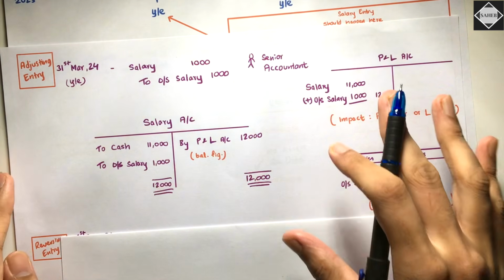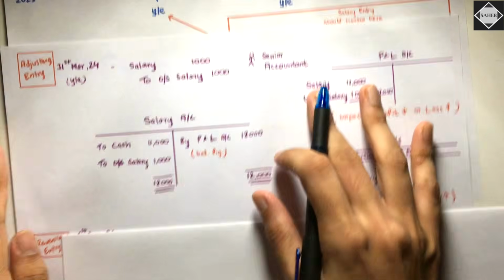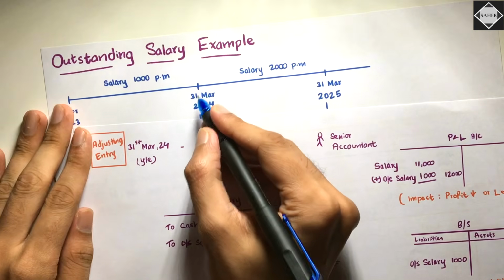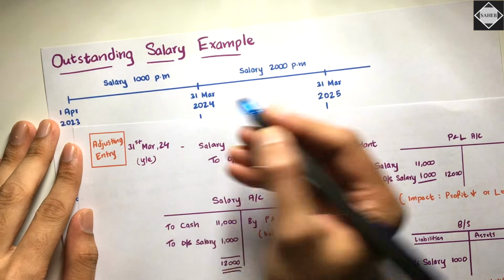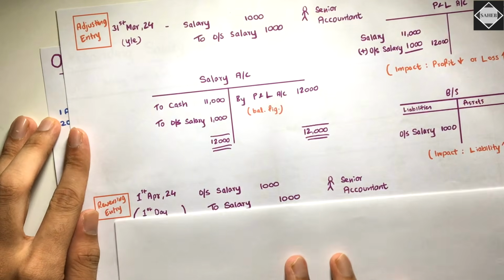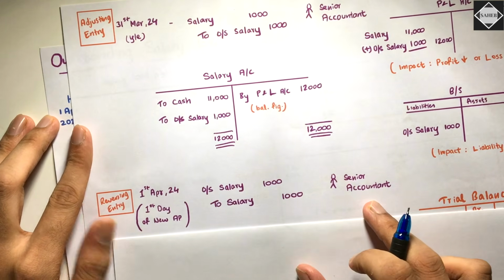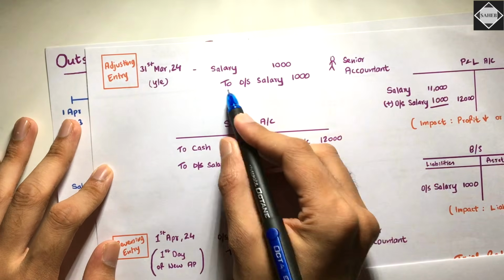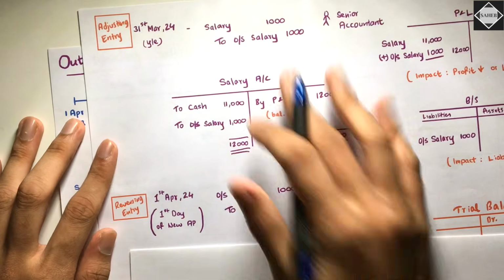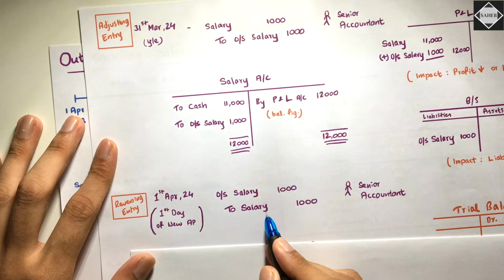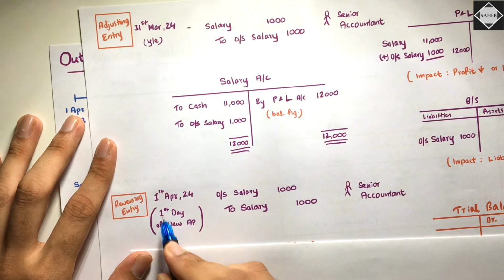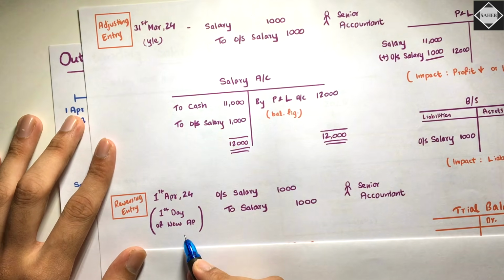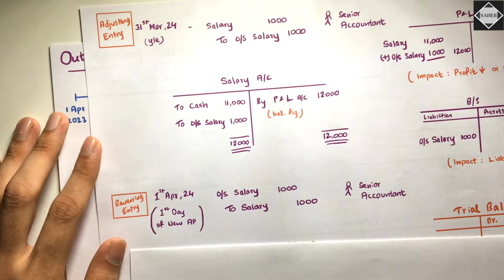Fine. After this, the new accounting period will start. See here, the new accounting period will start on 1st April 2024. On that day, the senior accountant will have to reverse this entry. Here salary is debited and outstanding salary is credited. Exact reverse: outstanding salary debit, salary account credit. First day of the new accounting period. Is that clear?